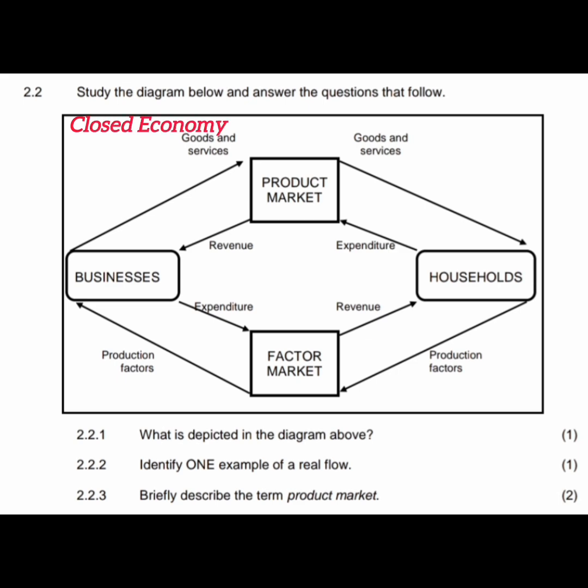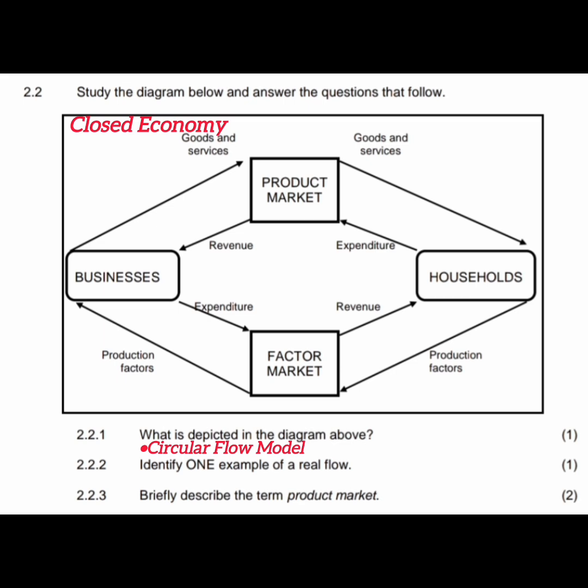So 2.2.1, what is depicted by the diagram above? So the diagram shows a circular flow model, right? It shows a circular flow model because this is a circular flow model. And then we have 2.2.2, identify one example of a real flow.